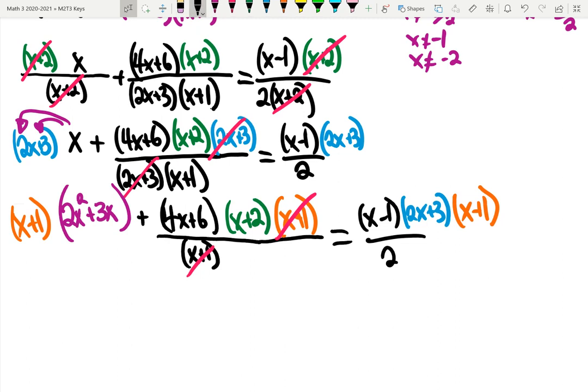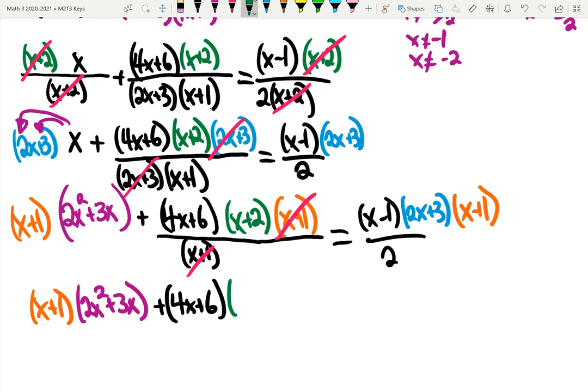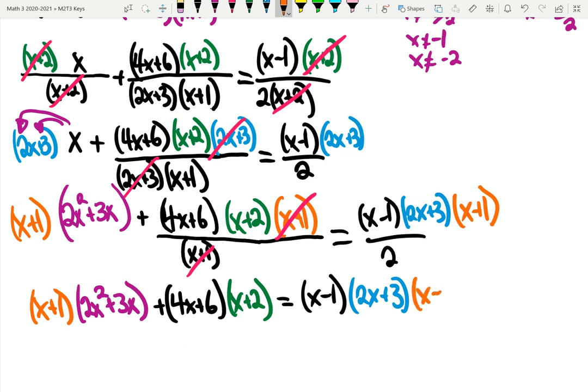Rewriting it out, I will multiply this later. X plus 1 times 2x squared plus 3x plus 4x plus 6 times x plus 2 equals x minus 1 times 2x plus 3 times x minus 1 all over 2.